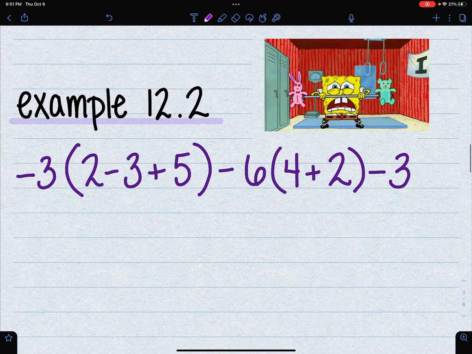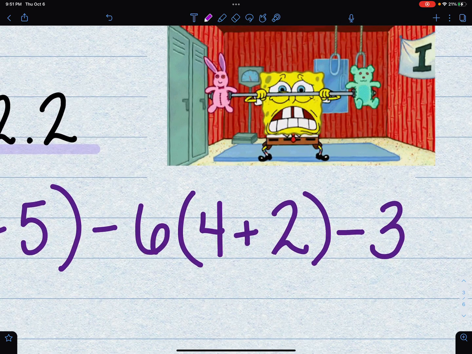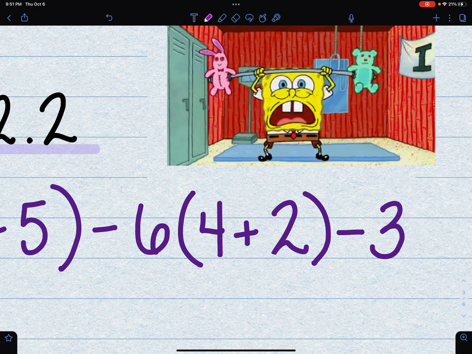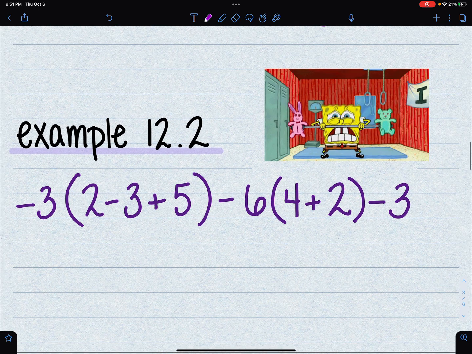Let's do the next example. We're working so hard, just like SpongeBob is working on that. That's how I feel when I work out sometimes. Like I have really light weights and I'm like, this is hard. But you know, you got to start somewhere with your muscles, right?